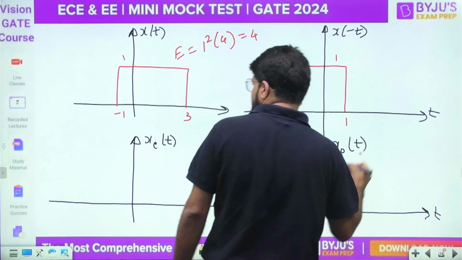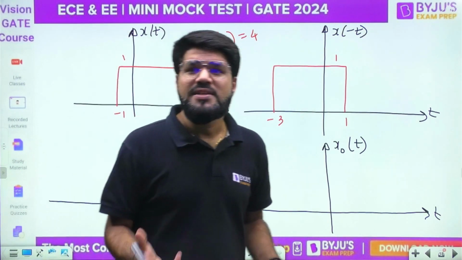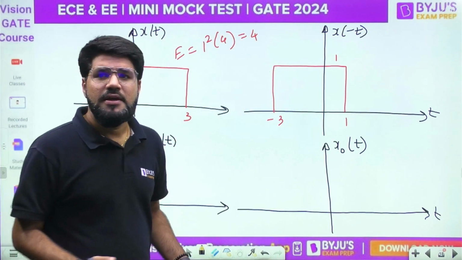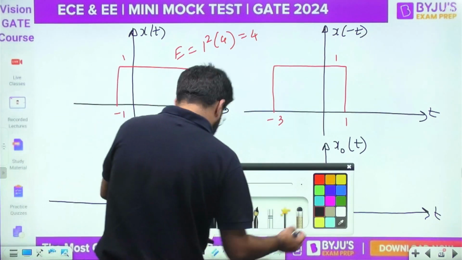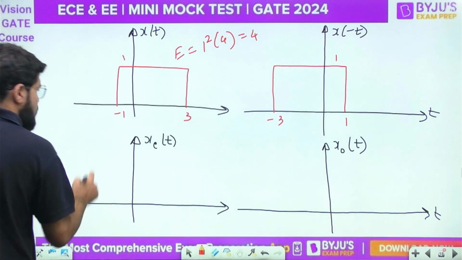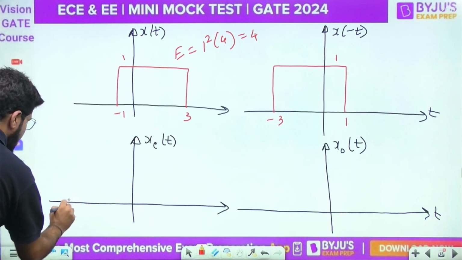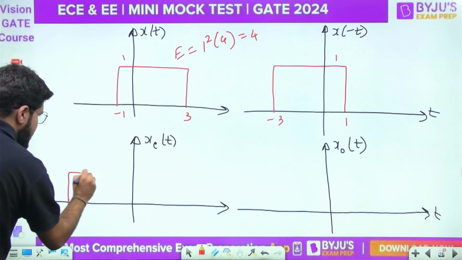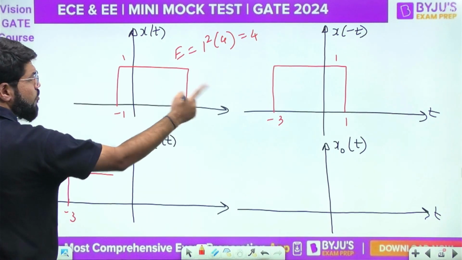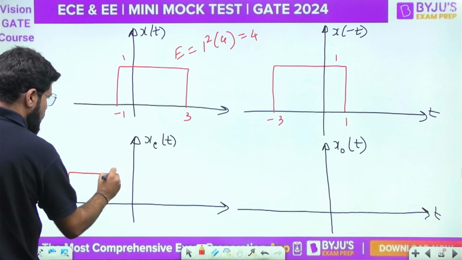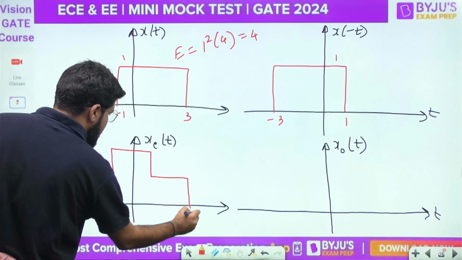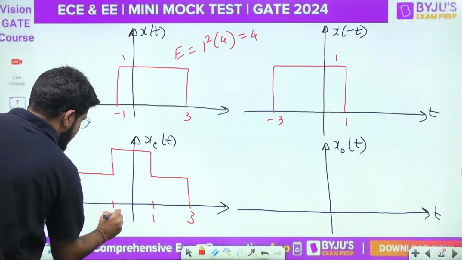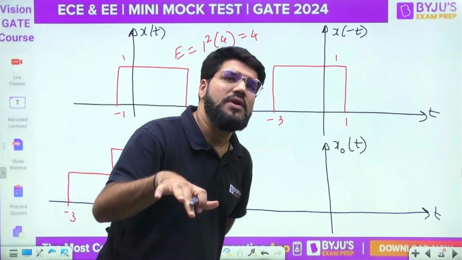What will x_e and x_o be? Even symmetric part, what is the formula, guys? Come on. It is x(t) plus x(-t) whole divided by 2. So we add these two correspondingly. When you add, the addition will start from -3. From -3 to -1, it will be 1. Between -1 to 1, both are 1, so 1 plus 1, 2. Then between 1 to 3, again it is going to be 1. But x(t) plus x(-t) whole divided by 2.